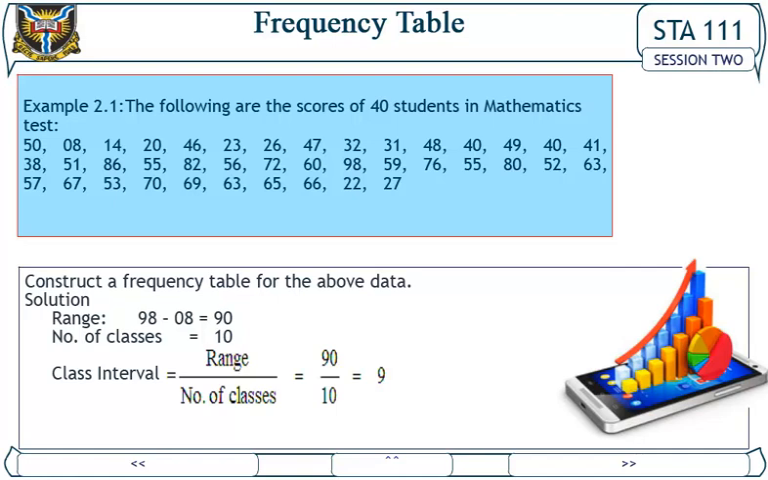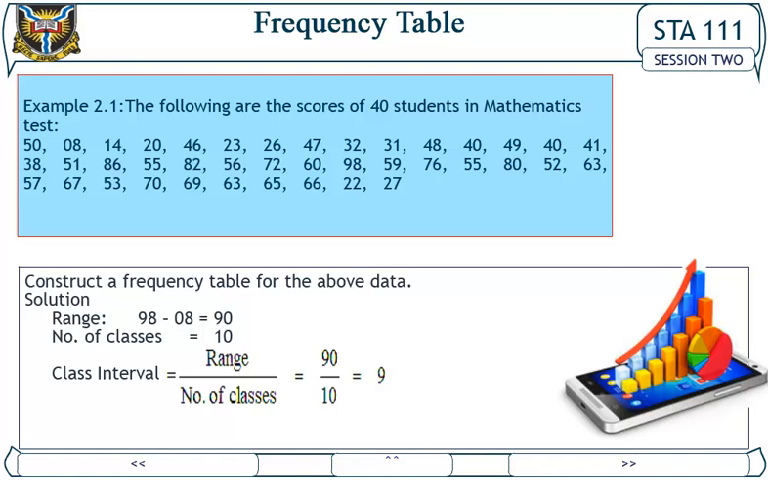Example 2.1. The following are the scores of 40 students in a mathematics test: 50, 08, 14, 20, 46, 23, 26, 47, 32, 31, 48, 40, 49, 40, 41, 38, 51, 86, 55, 82, 56, 72, 60, 98, 59, 76, 55, 80, 52, 63, 57, 67, 53, 70, 69, 63, 65, 66, 22, 27. Construct a frequency table for the above data.